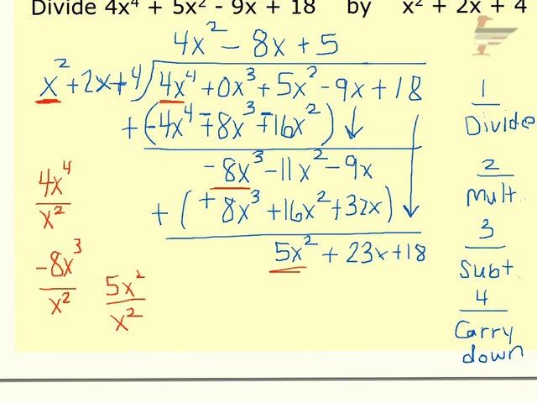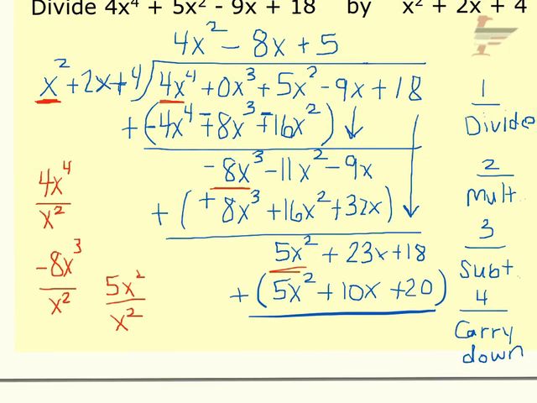So 5 times x squared is 5x squared. 5 times 2x is 10x. And lastly, 5 times 4 is 20. And then I subtract the entire quadratic, so I'm really going to add a negative, a negative, a negative. So the x squares cancel. 23 minus 10 is 13x, and 18 minus 20 is negative 2.